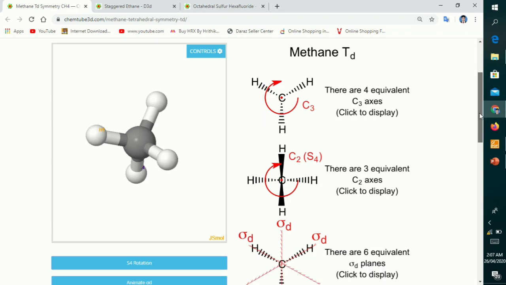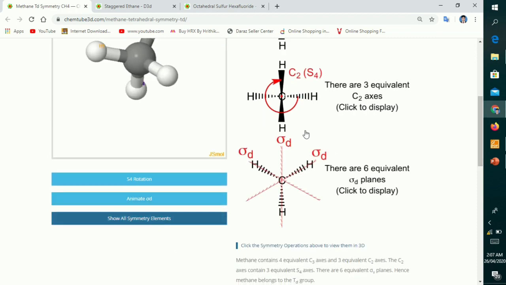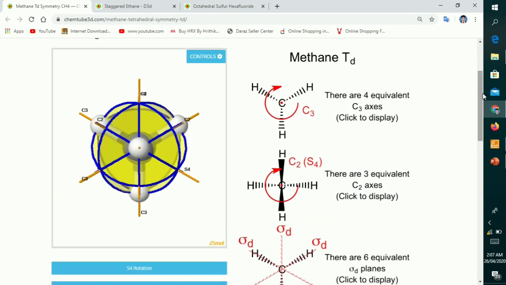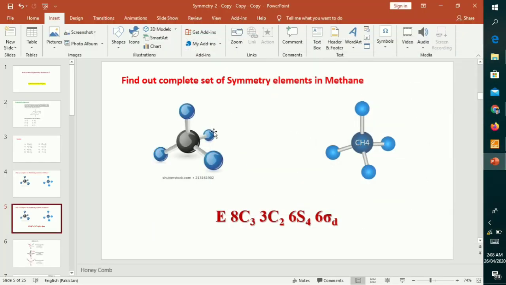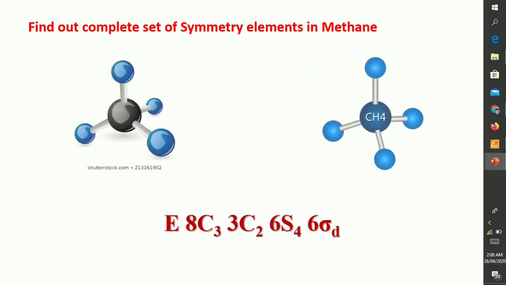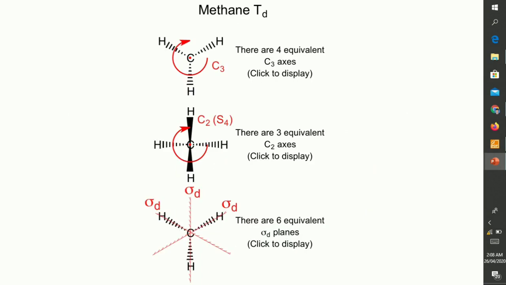I would like to show the complete set of symmetry elements in CH4, and here is the complete set of symmetry elements in CH4. You had better get a model of CH4, any tetrahedral geometry you can get, and try to find all possible symmetry elements along with operations in methane. So the next example I would like to show is, and here we can see this is actually the axis of rotation of the methane.